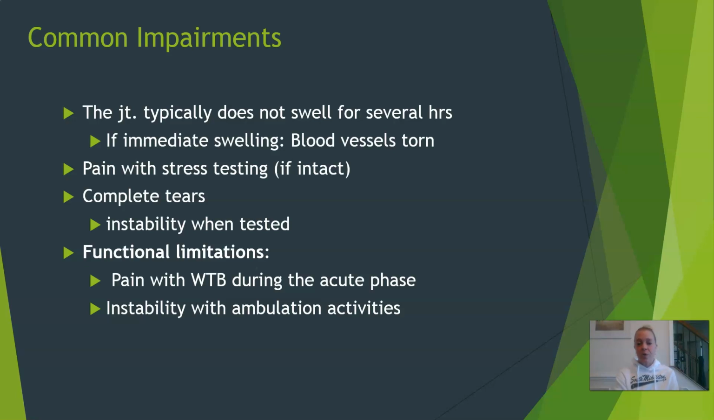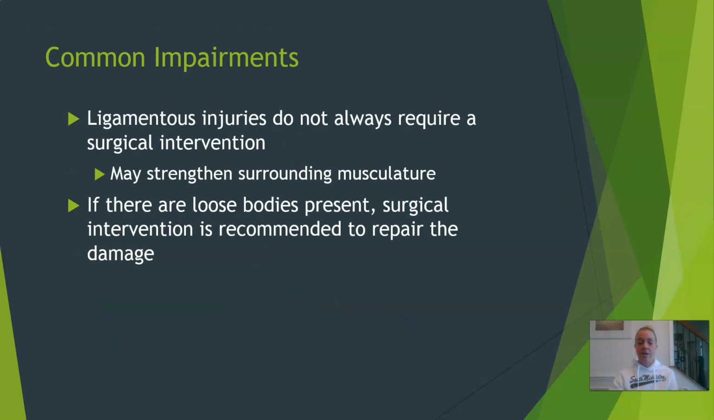And I will show you guys, again, some special tests for that. The most common special tests for ACL stability are called the anterior drawer test or Lachman's test. They will have pain with weight bearing initially and instability with ambulation as they're able to ambulate more and more.